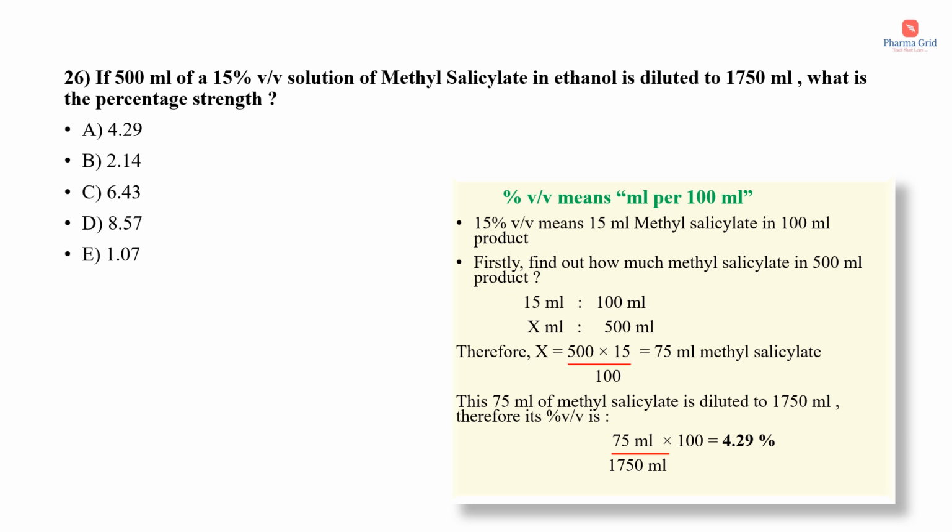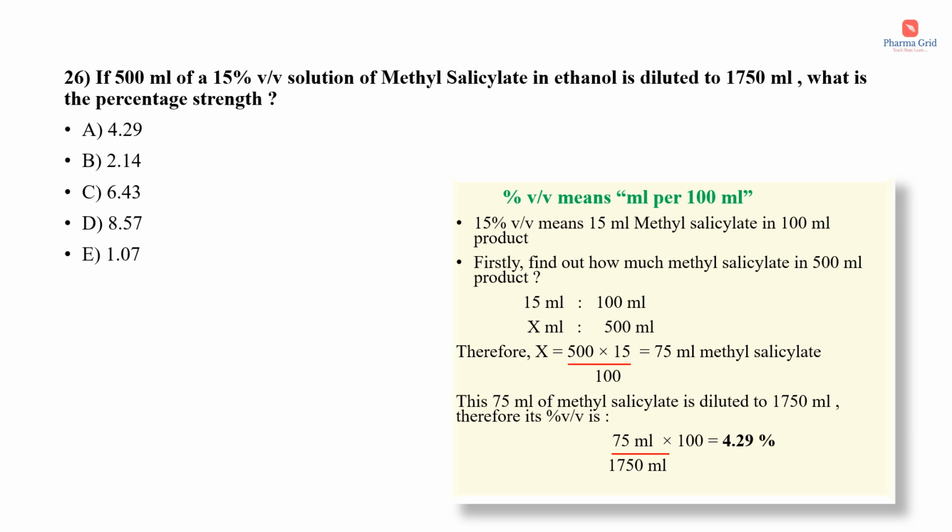We know that 15 ml is present in 100 ml. So let it be x ml present in 500 ml. By cross multiplying, we will get the value of x as x is equal to 500 ml into 15 divided by 100. That will be equal to 75 ml methyl salicylate. And this 75 ml methyl salicylate is diluted to 1750 ml. Therefore, its percentage volume by volume will be 75 ml divided by 1750 ml into 100.